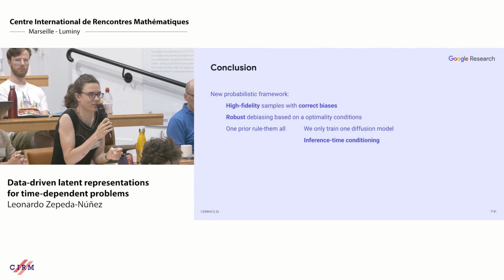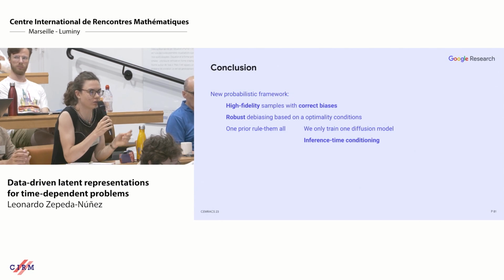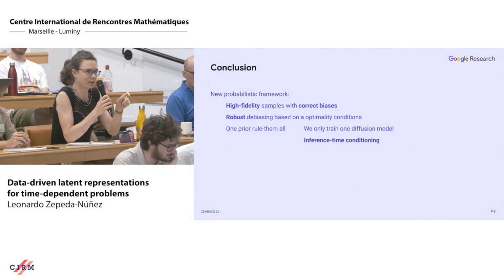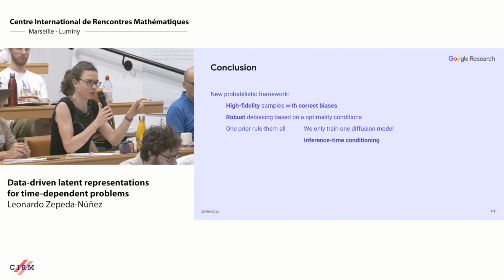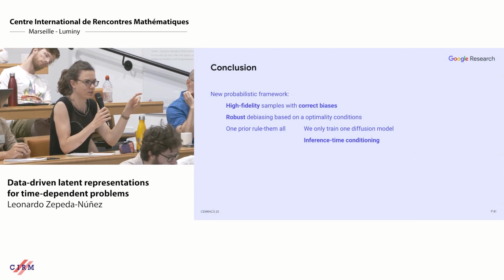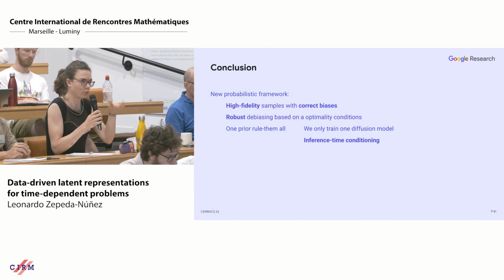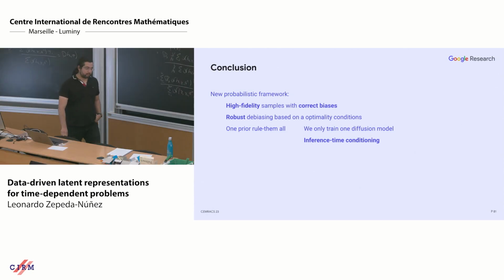Actually, I have 2 questions. The first one is, are you training 2 steps, like one for the bias correction and one for the upsampling, or is it everything done in one step? Okay, so that's a very good question.